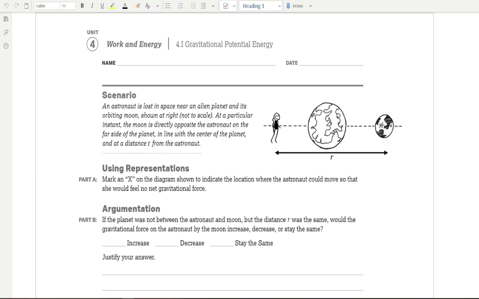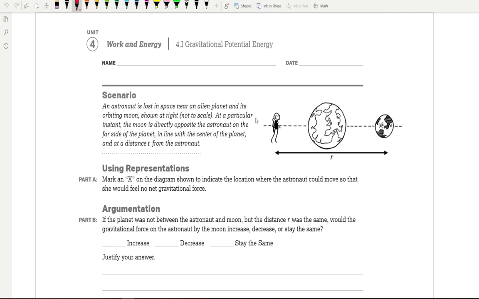So if you look at the picture, they've got the astronaut on the left side, the planet is smack dab in the middle, and then on the right side is the moon. Let's see here. For part A, it says mark an X on the diagram shown to indicate the location where the astronaut could move so that she would feel no net gravitational force.